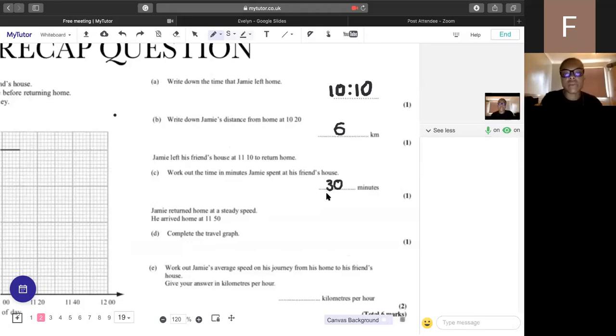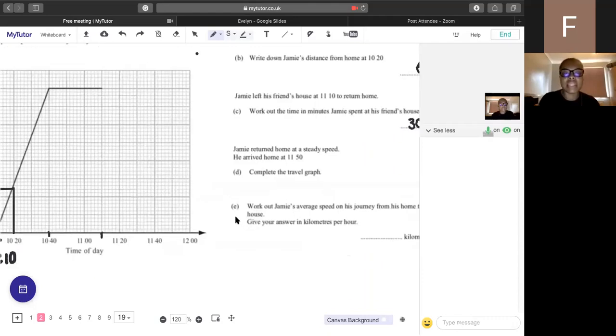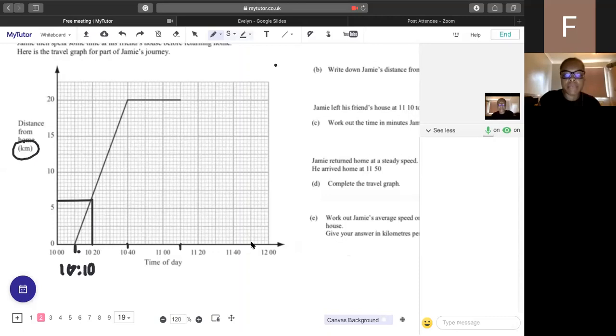Then the next part of the question is telling us to complete the graph. So it says that he returned home at a steady speed, and he arrived home at 50 minutes past 11. So we know at 50 minutes past 11, he should be at home. So his distance should be 0 over here. And here is 50 minutes past 11. So all we need to do now is draw a straight line, because he's traveling at steady speed, from where he left his friend's house to home, and that will get you a mark.